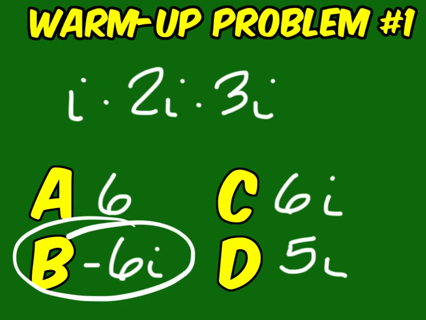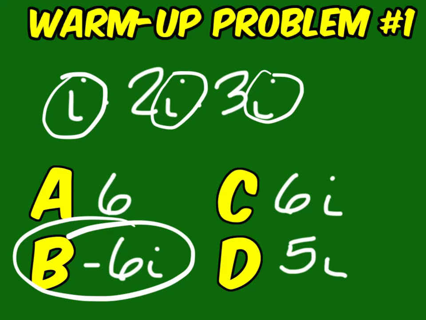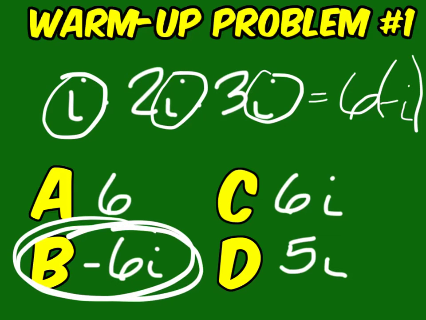Answer is B. Now, you have I, and I. That's I to the third. Of course, you're going to have 6. I to the third is equal to what? Negative I. So negative I times 6 is negative 6I.